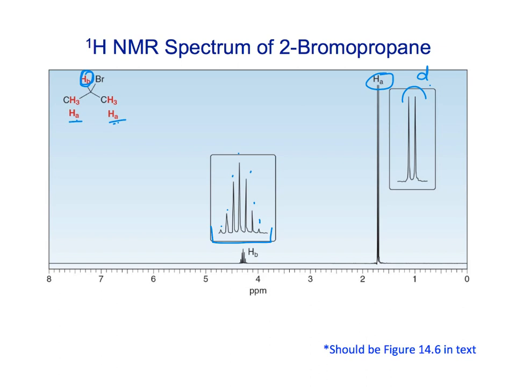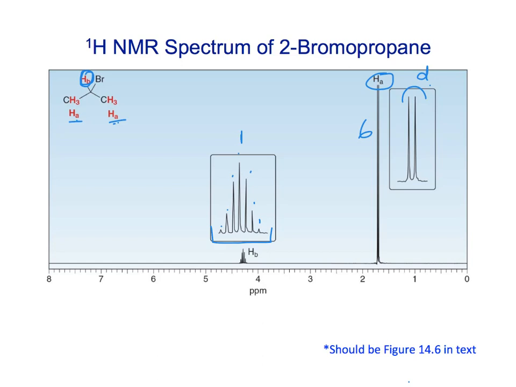Question: does the ratio between the 2 separate signals tell us anything about how many protons are on each carbon? Absolutely. The question was, does the ratio between the size of the 2 peaks tell us anything? That data isn't shown on this spectrum. But if we saw an integration, what should be the ratio of the areas under those peaks? It should be in a 1 to 6 ratio, if we measure the integration.